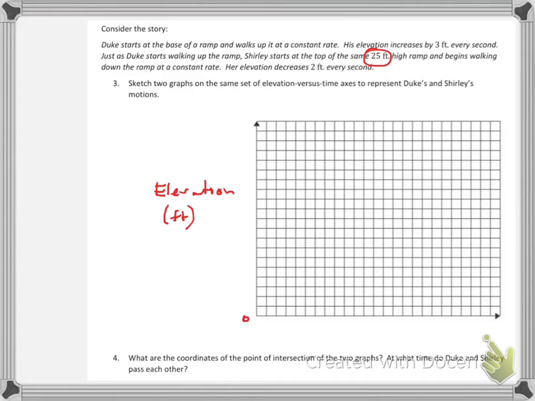Zero's at the bottom. 1.25, 2.5, 3.75, 5. So every fourth line is going to be worth 5. That'll work. 1, 2, 3, 4, 5. That's 10. 1, 2, 3, 4, 5. That's 15.